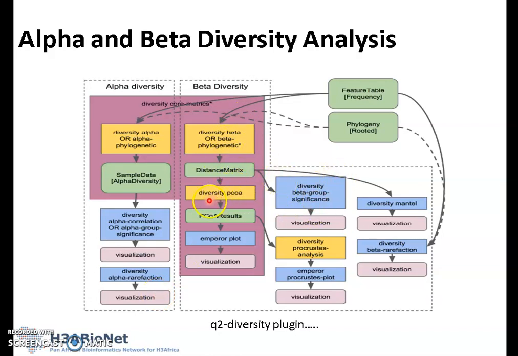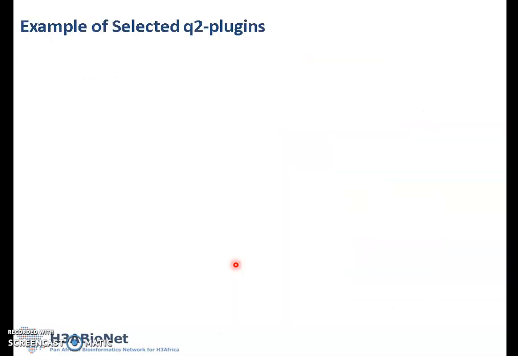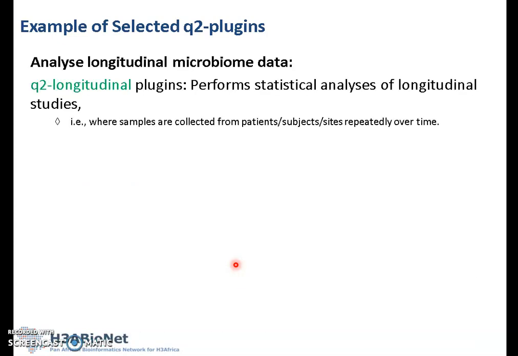As I've said, you can do the PCoA plot to see how the different microbes present in your sample are clustering. Then you can use the Emperor plot to visualize those plots. I'll show you later a sample of the Emperor plot where you can play around to see what's happening when you change the variables that are present in your dataset. So here are some of the selected plugins that I thought should be good for you to see, guys.